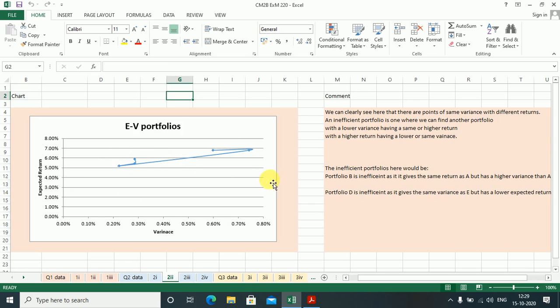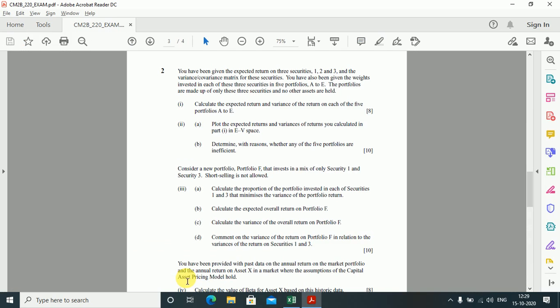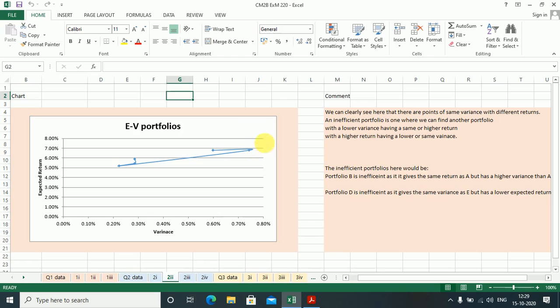So this is the type of graph which you will get. The only major thing is that expected return on the y-axis and variance on the x-axis has to be there. And they said determine with reasons whether any of the 5 portfolios are efficient or inefficient. So you see, an inefficient portfolio is one where we can find another portfolio with lower variance or the same variance but a higher return, or with a higher return having the same variance.